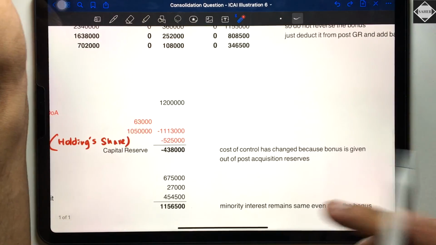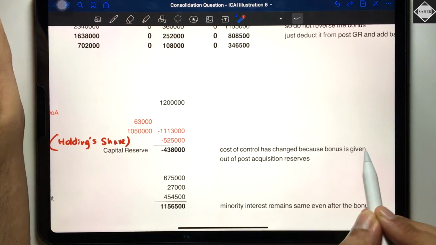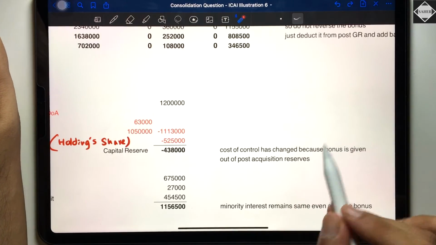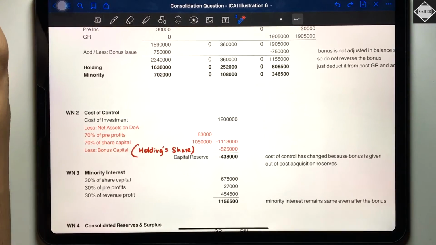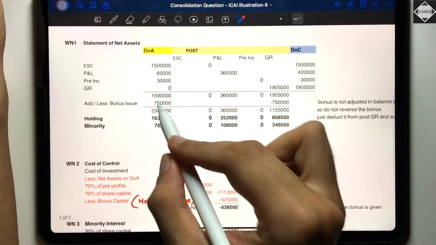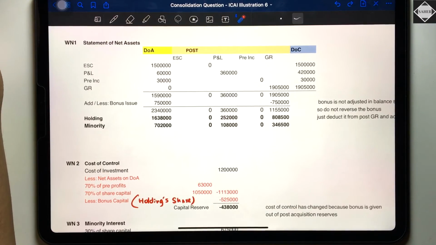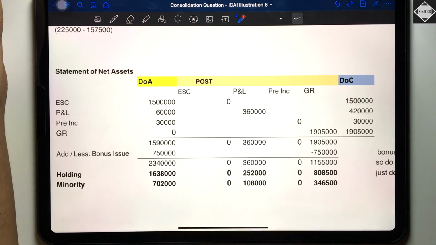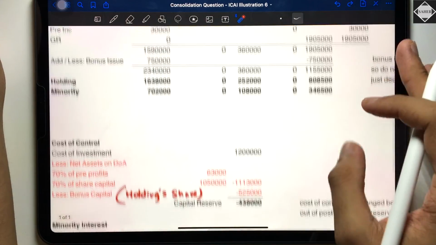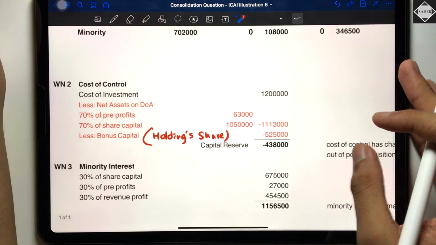And the second note is, cost of control has changed because bonus is given out of post acquisition reserves. If bonus is given out of post acquisition reserves, then what will happen? Pre acquisition net assets will change. If it was given from pre only, it would have been added in pre and deducted from pre, so there would be no effect, nil effect. But here the source is post, so it is deducted from the post and added in the pre. That is why there will be a change in the cost of control.